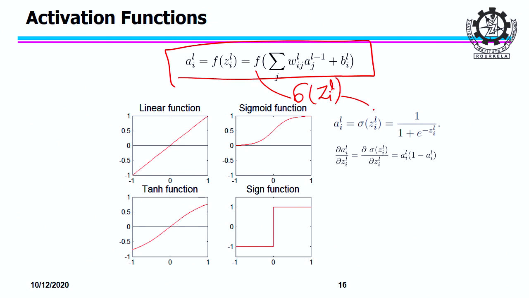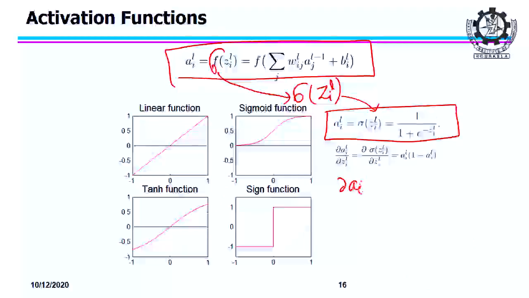So, if the function is sigmoid, if this is the case here, what can we write? 1 by 1 plus e to the power minus of Z I at level L. Now, I do the derivative of this one. How do I do this derivative? I want to compute del A I L by del Z I.